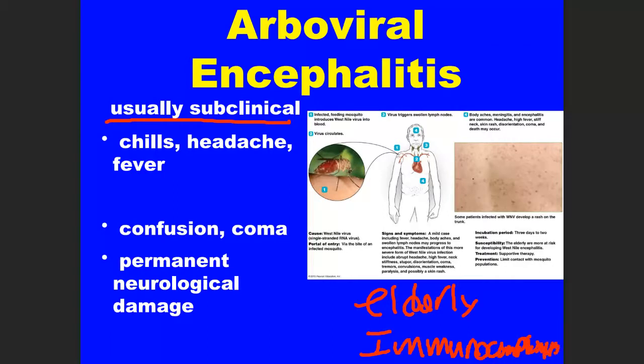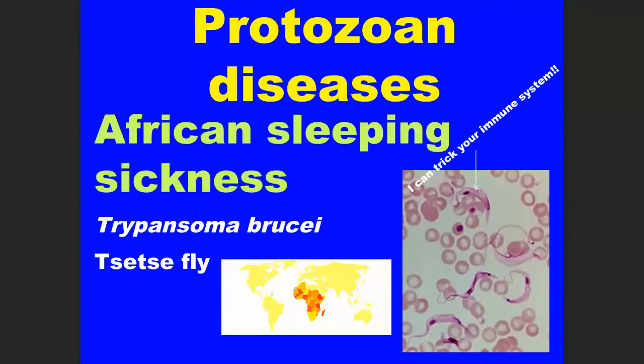In those individuals, it did cause a severe brain infection, and many people did die from it. Now, moving on to protozoans that cause disease. There's really only one, at least one that I want to talk about, and that is the protozoan Trypanosoma brucei. It causes a disease that we only see in certain countries in Africa. It's called African sleeping sickness.